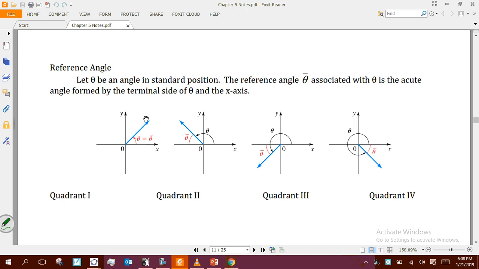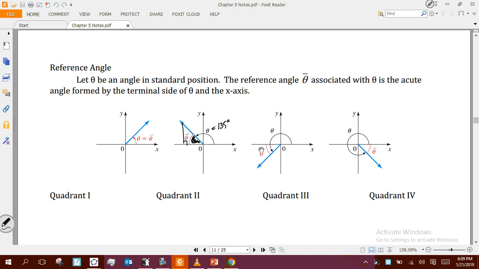It's actually really simple. If we're in the first quadrant, theta and theta bar are the same thing. That's so simple that some people mess that up quite a bit. So just remember that in the first quadrant, you really don't have a reference angle. It is itself. Here's an example where theta might have been 135 degrees, and the angle that I'm really going to use to give me information about 135 is that angle right there. So I create that right triangle. That angle that I colored in is your reference angle. We call that theta bar.